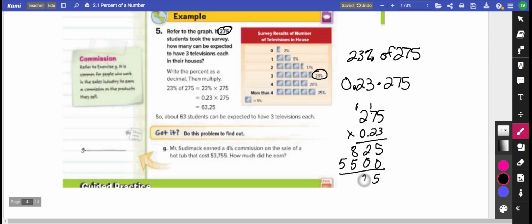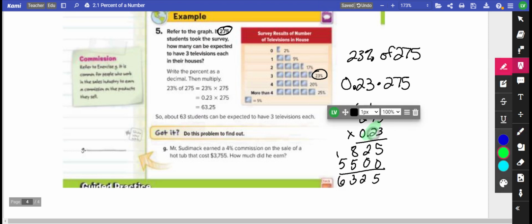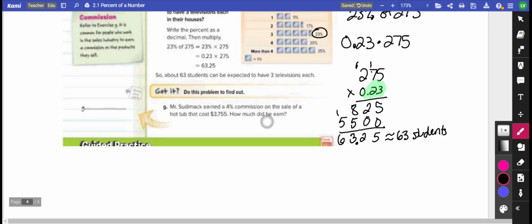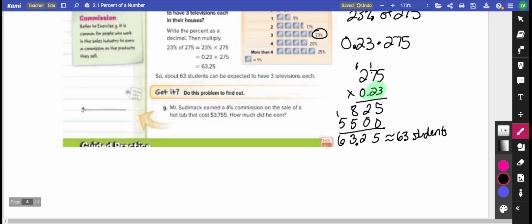I'm going to add this together. 6,325. I have to go back. I have 2 numbers to the right of my decimal, so I need 2 numbers to the right of my decimal. So that gives me 63 and 25 hundredths. Well, you can't have a quarter of a person, so we're going to say this is approximately 63 students. So you got it? Let's try this last problem to find out.